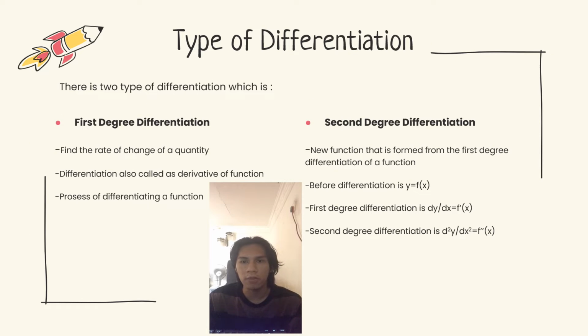There are two types of differentiation, which are first degree differentiation and second degree differentiation. For the first degree differentiation, we use it to find the rate of change of a quantity. Differentiation is also called the derivative of a function. It is the process of differentiating a function. Second degree differentiation is a new function that is formed from the first degree differentiation of a function. Before differentiation, y equals f(x).